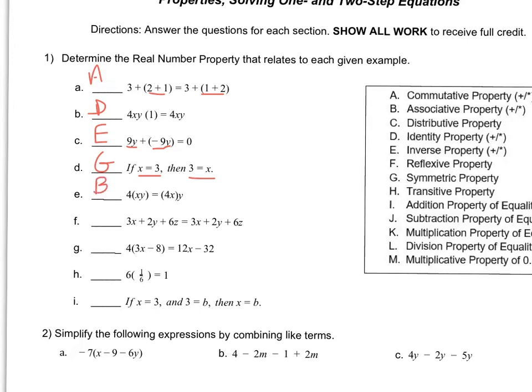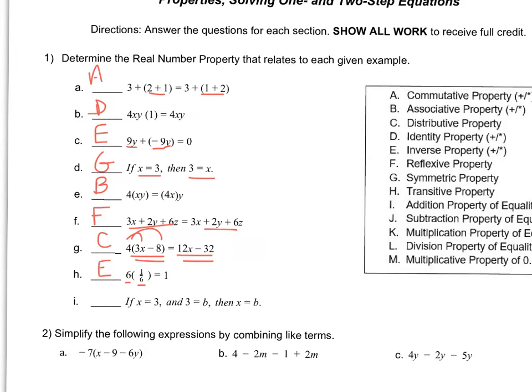F, 3x plus 2y plus 6z equals 3x plus 2y plus 6z. Well, nothing changed, so does nothing, so that's the reflexive property. Letter G, notice I have parentheses and then I don't have parentheses, so that looks like I'm distributing, so that's C. H, 6 times 1/6 equals 1. Well, 6 is the reciprocal to 1/6, so that's the inverse property, so that's E.